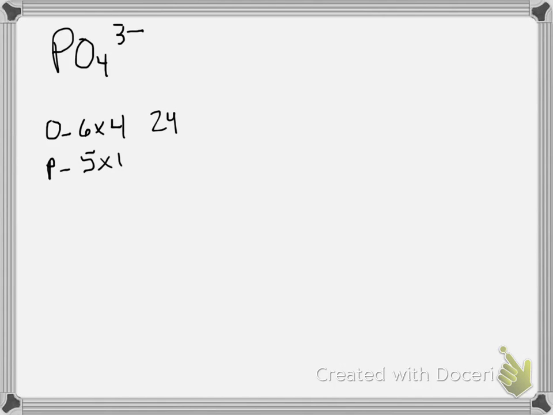Times 1, 24, and 5 is 29, but we have a -3 charge. So this has 3 more or 3 less electrons? 3 more. So plus 3, we get 32 valence electrons for this.